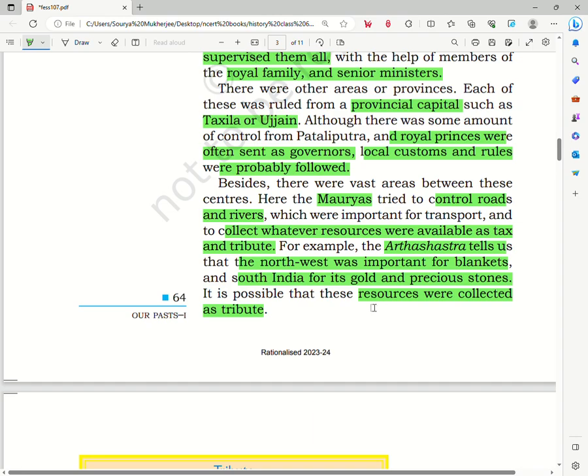It is possible that resources were collected as tribute, because sometimes other than the regular taxes that we have learned about, people also used to give tribute. That was a sort of a donation to the provincial rulers, and through the provincial rulers to the emperor.